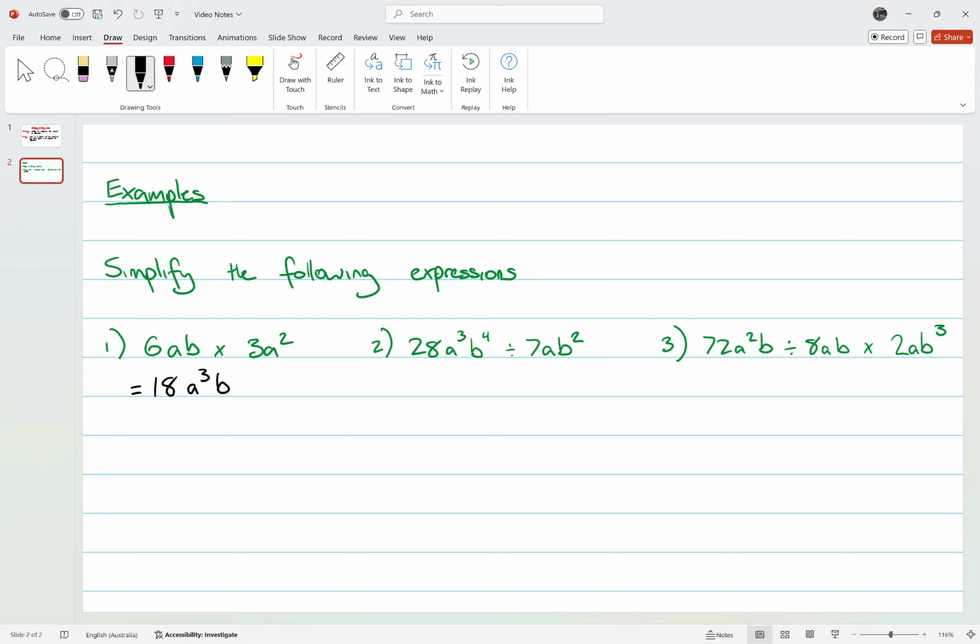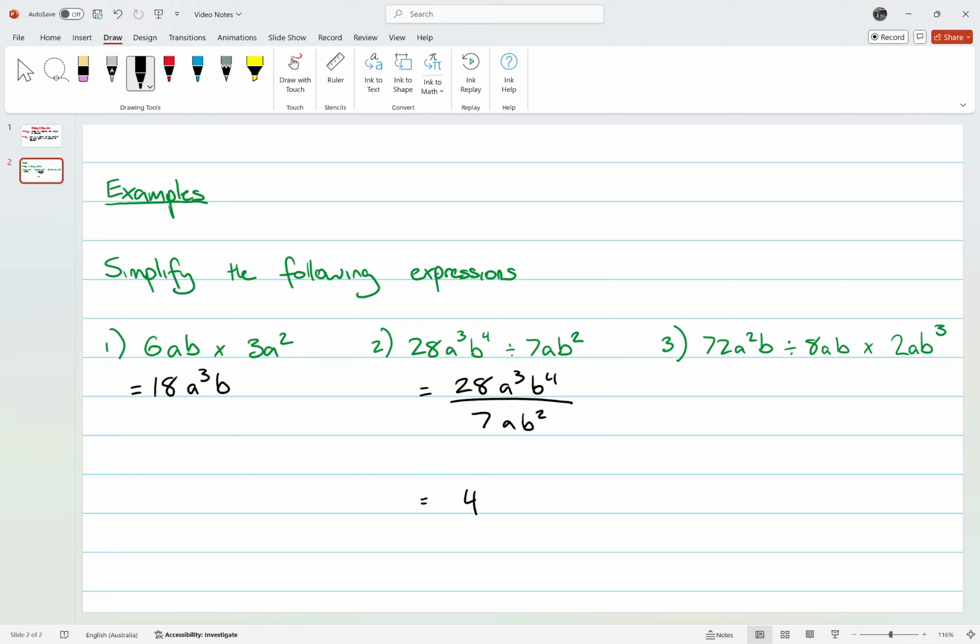As for the second question that we have here, we have 28a^3b^4 divided by 7ab squared. As I said in the previous slide, the first thing you'll want to do is write it as a fraction. So let's do that. We have 28a^3b^4 over 7ab squared. And now we'll just simplify. First of all, 28 over 7, you can simplify it to be 4 over 1. So let's just write 28 divided by 7 is 4.